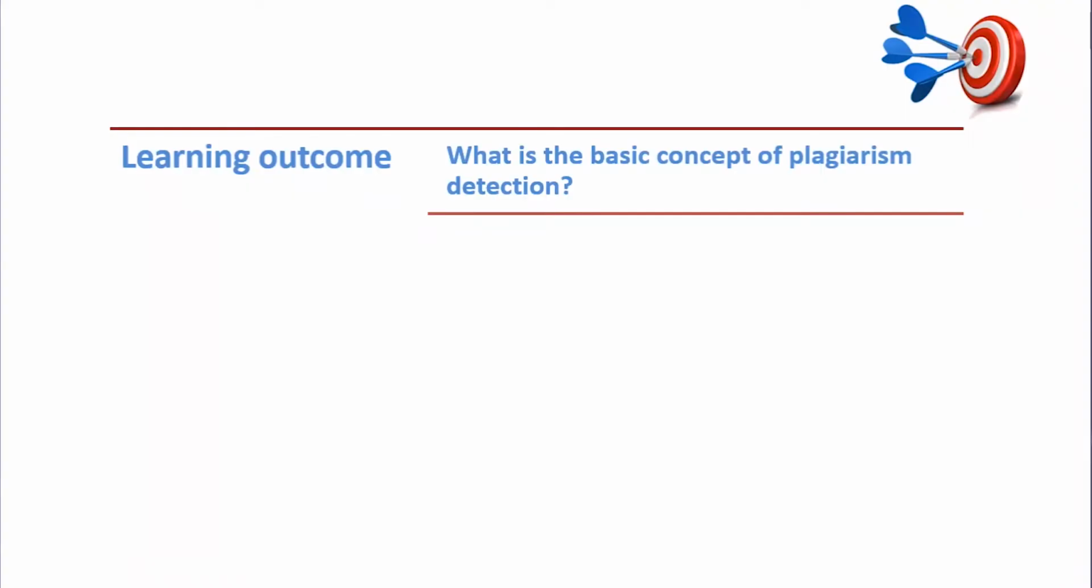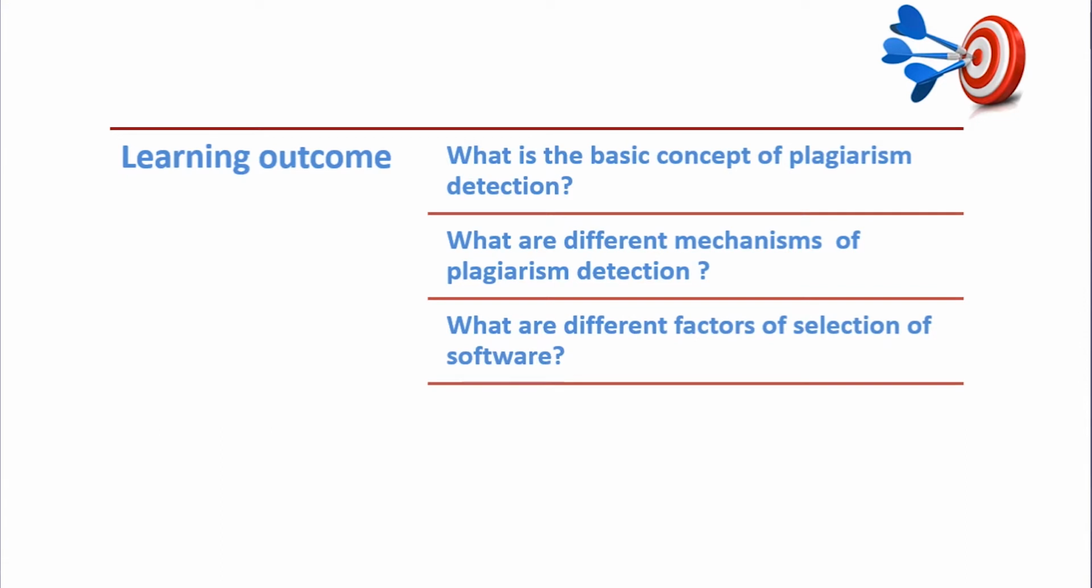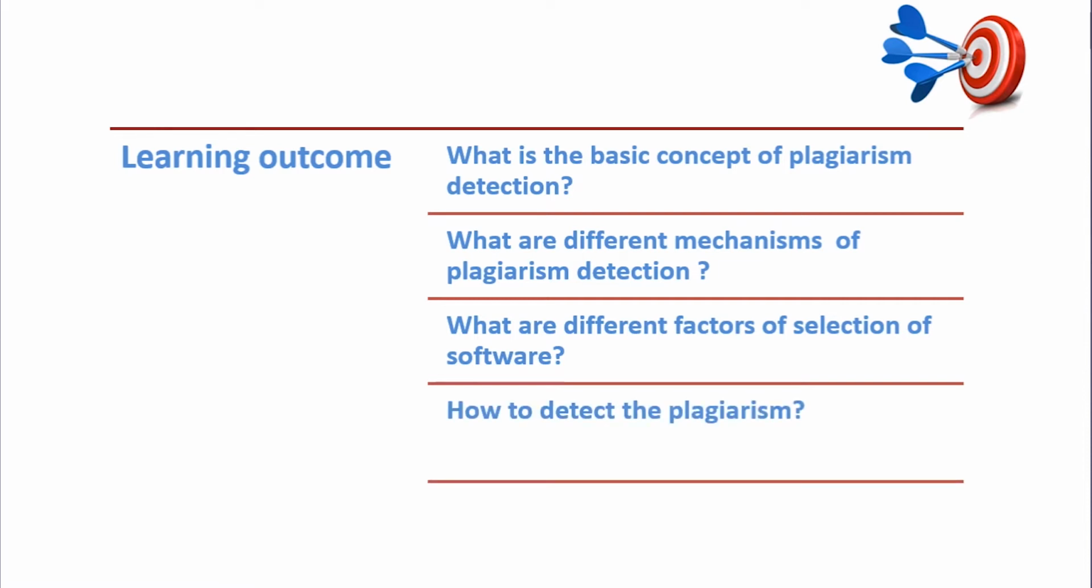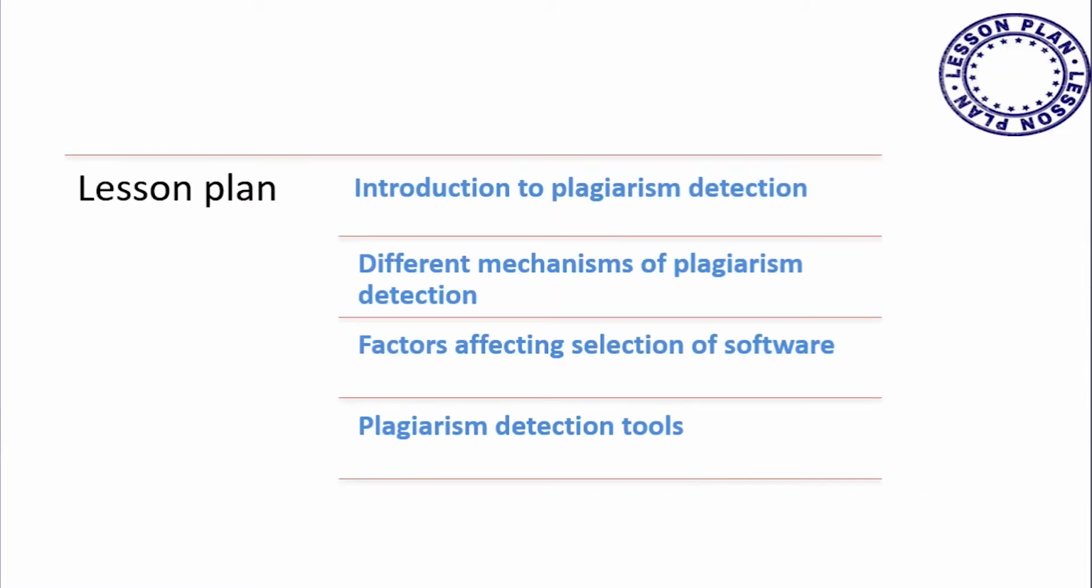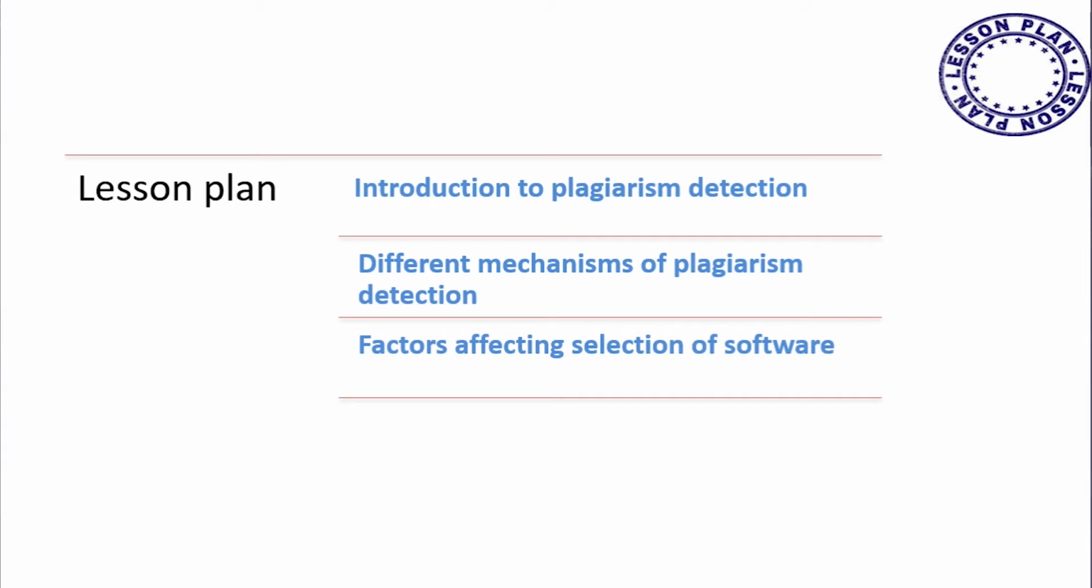And in this module, we will discuss the different softwares which are used to detect plagiarism. After completing this module, you will be able to understand what the different softwares of plagiarism detection are, what different mechanisms are used by these softwares, and what different factors affect the popularity of these softwares, and we will discuss how to detect plagiarism. So we will move with this lesson plan. We will cover the concept of plagiarism detection, different mechanisms used, and the factors required for the selection of a suitable software and how to detect plagiarism.